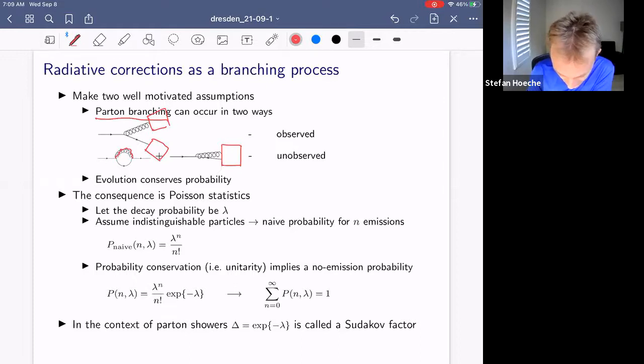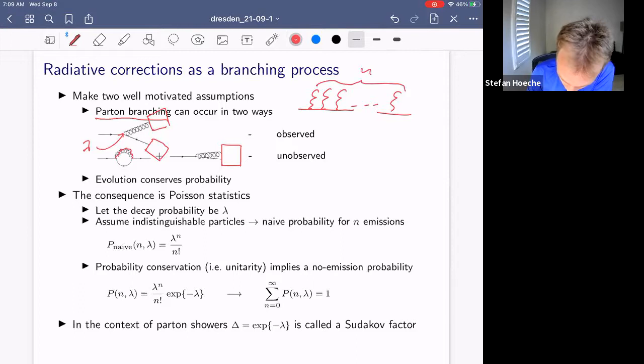Now, the immediate consequence of this is Poisson statistics. Let's assume that this branching here occurs with some decay constant. For now, let's assume this is a nuclear decay, which we call lambda, some decay probability. And if we go to QCD, we have a quark here. I can radiate many gluons. I can do this n times. Okay, so I have n gluons here, and in this case, I get that decay probability to the power of n, but because the final state is indistinguishable, I have to divide by a symmetry factor, and that's my n factorial.